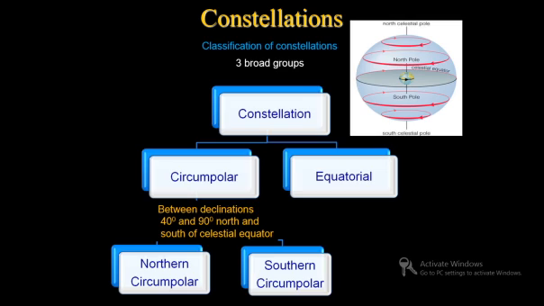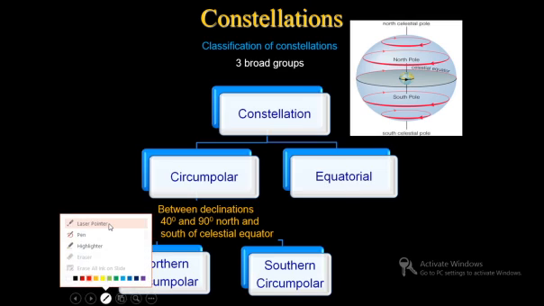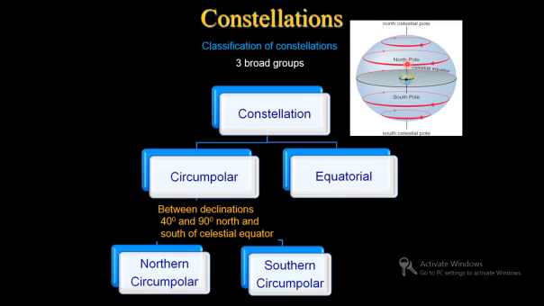So between these two positions, let me highlight, between this position which is 40 degrees and this pole position which is 90 degrees, those stars between these declinations will be northern circumpolar constellations. Similarly, the stars or constellations between 40 degrees and 90 degrees in the southern celestial part will be southern circumpolar constellations. Their declination will be between minus 40 in the south and minus 90 at the south celestial pole.